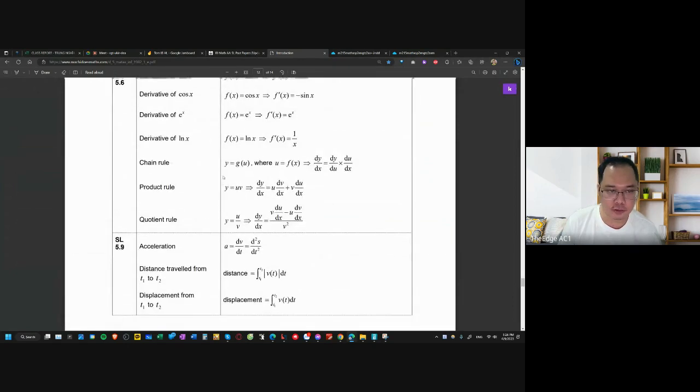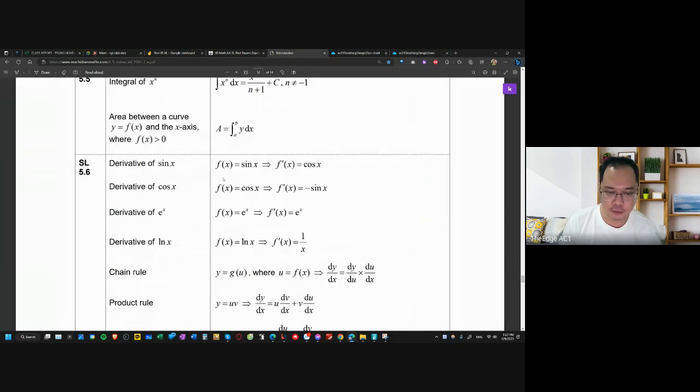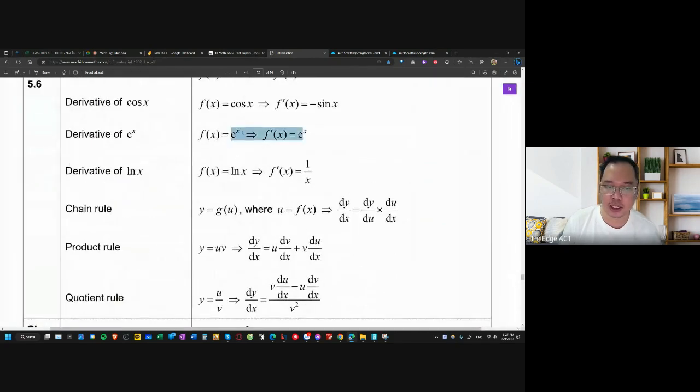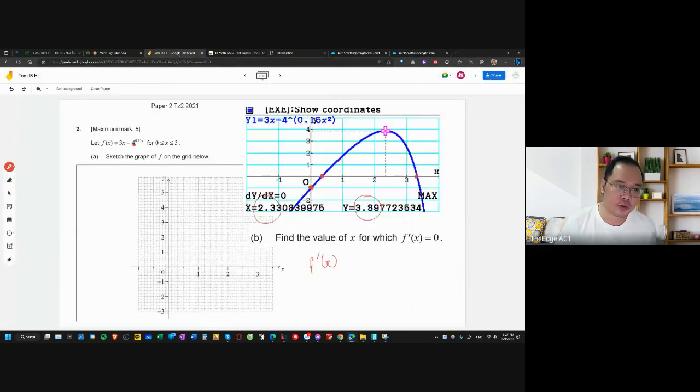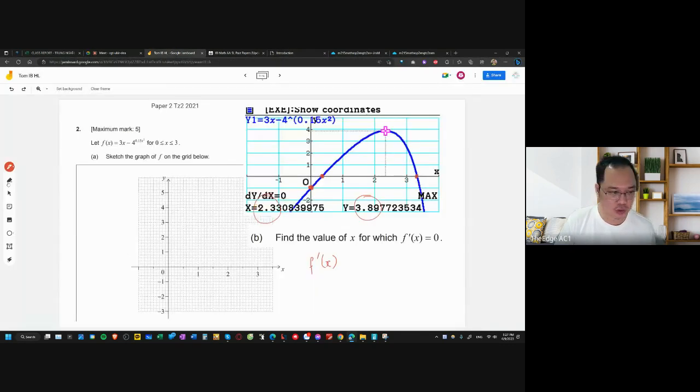We do not have a formula for that derivative. We only have the derivative of e power x, not another constant, which is 4 here. Okay. Only have this one. So just forget about the derivative. Just use the calculator. Calculator using GDC.